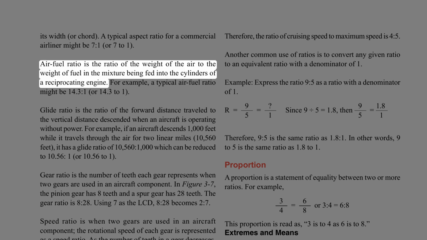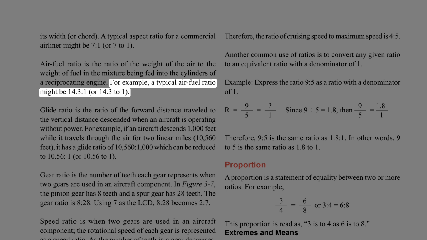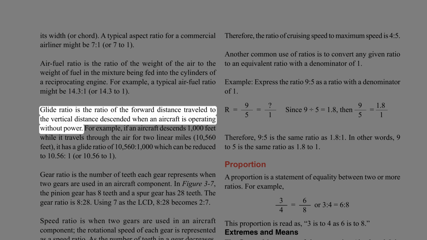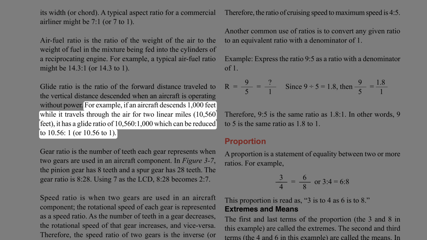Air-fuel ratio is the ratio of the weight of the air to the weight of fuel in the mixture being fed into the cylinders of a reciprocating engine. For example, a typical air-fuel ratio might be 14.3:1. Glide ratio is the ratio of the forward distance traveled to the vertical distance descended when an aircraft is operating without power. For example, if an aircraft descends 1,000 feet while it travels through the air for 2 linear miles, 10,560 feet, it has a glide ratio of 10,560 to 1,000, which can be reduced to 10.56:1.